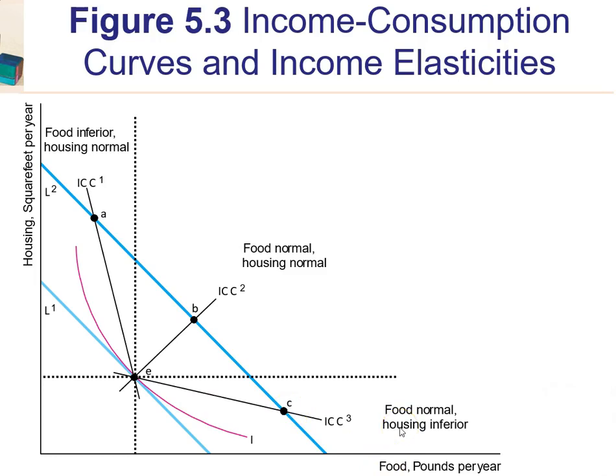So to summarize, an income consumption curve which is positive slope, both goods are considered normal. An income consumption curve that has a negative slope, one of the goods is considered to be inferior. Inferior goods, at higher incomes you buy less of. Normal goods, at higher incomes you buy more of.